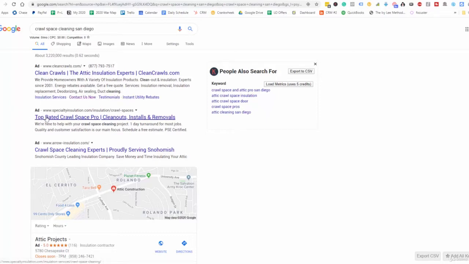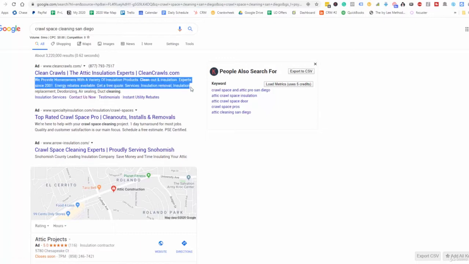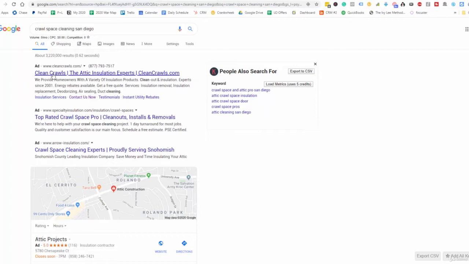And then this one here is top rated crawl space, clean outs, installs, and removals. So these guys are taking more of the branding approach and they have a very long description here. And so they're really covering that. Yep, so this is more of a branding play here. They don't even have crawl space cleaning up here at the very top.